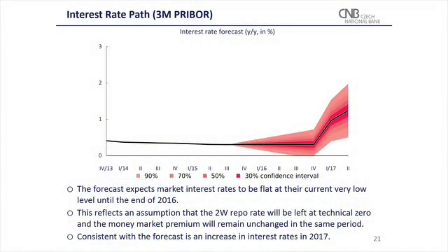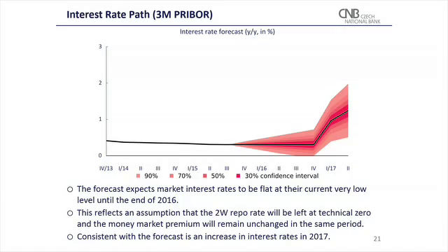And here you can see the interest rate path for 3 months PRIBOR, which is consistent with our new forecast. And here the key thing is that the forecast assumes interest rates to be maintained at a technically zero level until the end of 2016. And the same is true about the expected or the assumed use of exchange rate as a monetary policy instrument. And then consistent with the forecast is an increase in interest rate in 2017.